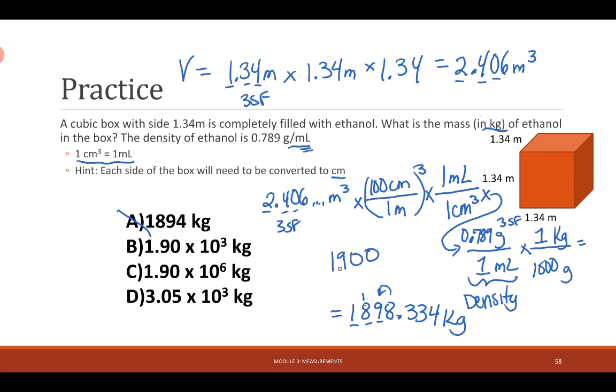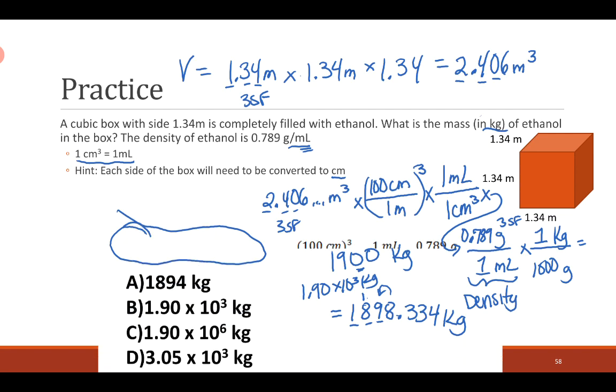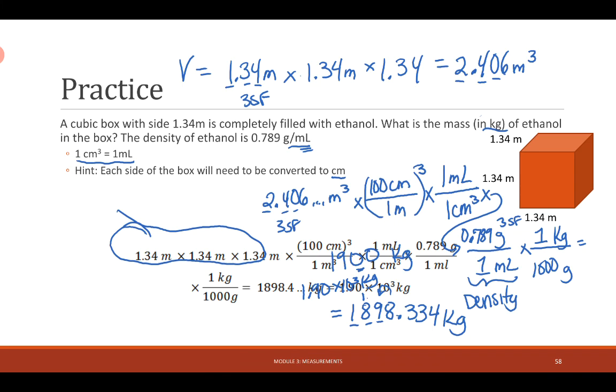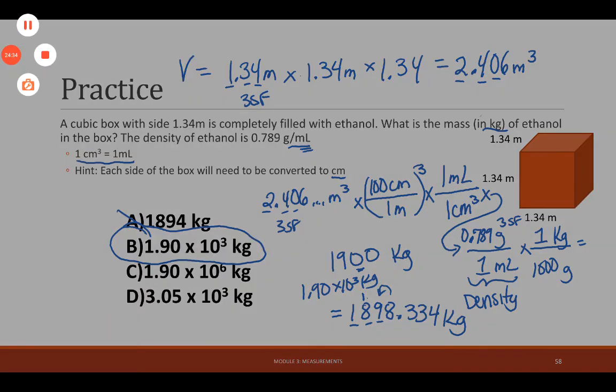So my answer is 1,900 kilograms, but this has to be significant, and that's not significant. So I got to write my answer in scientific notation. And so that's 1.90 times 10 to the 3rd kilograms. Yay! Okay, so that concludes our video on density.